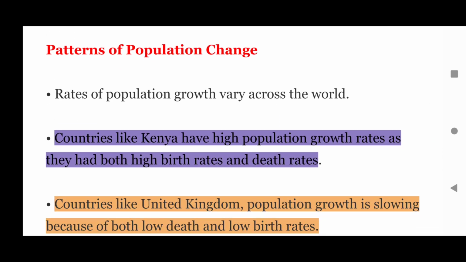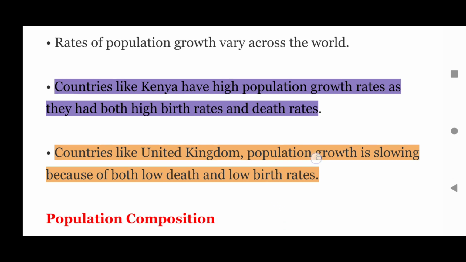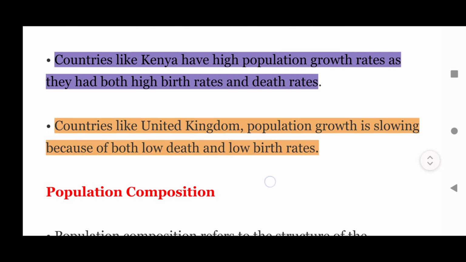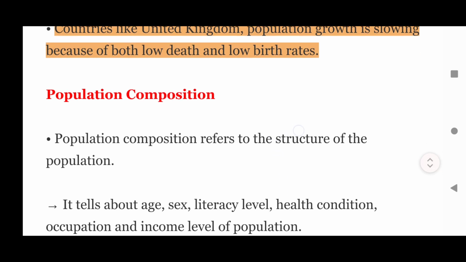Pattern of population change. Rates of population growth vary across the world. Countries like Kenya have a high population growth rate as they have high birth rates and falling death rates. In countries like the United Kingdom, population growth is slowing because of both low death and low birth rates.